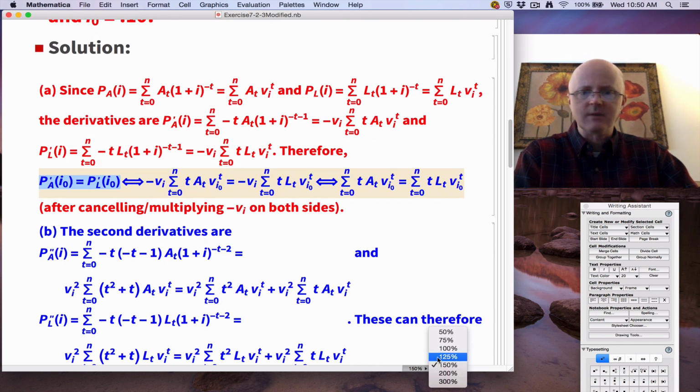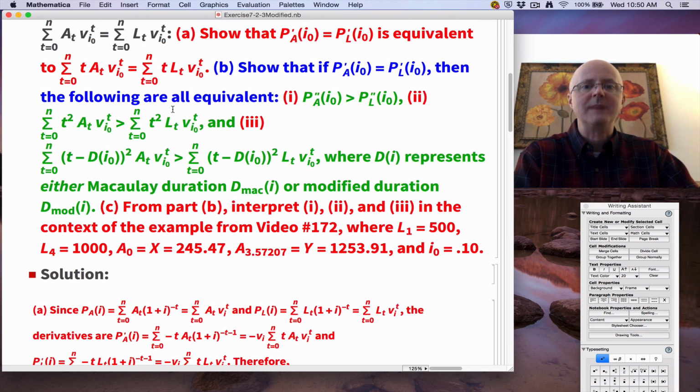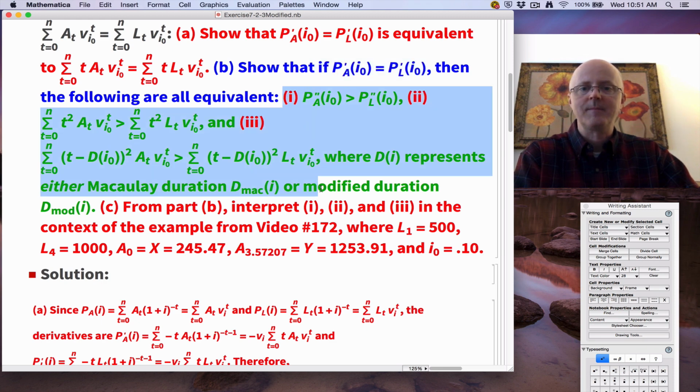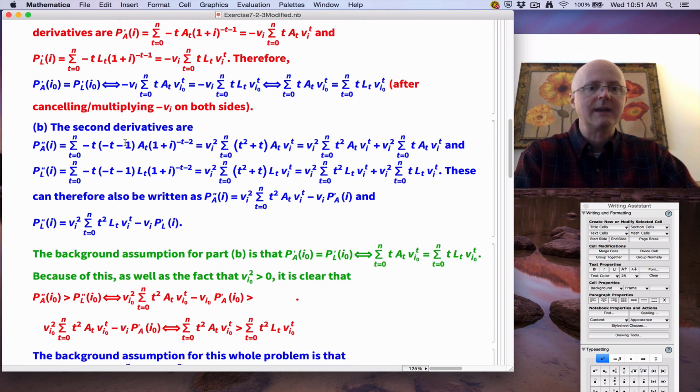Let's make this a little smaller here. Now we calculate the second derivatives for part B. What was part B again? Part B was that if this is true, then these three things are equivalent. Okay? So we need the second derivative, so let's go ahead and calculate it.